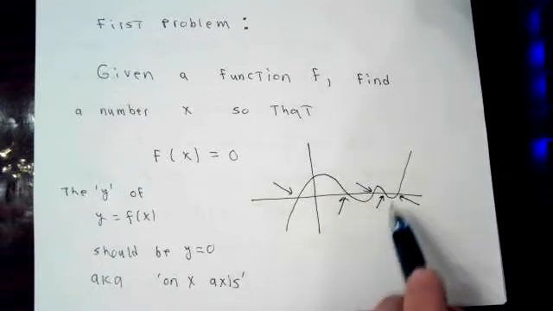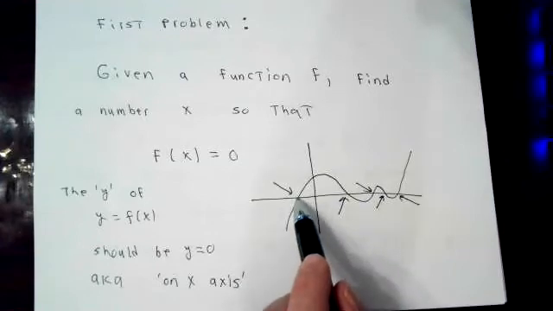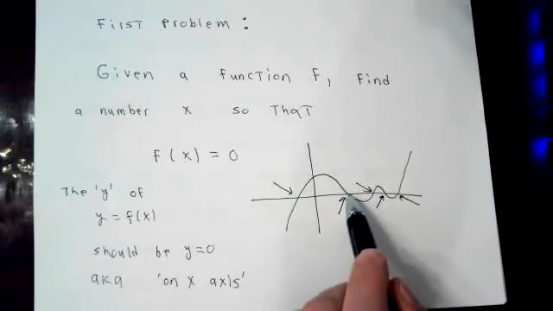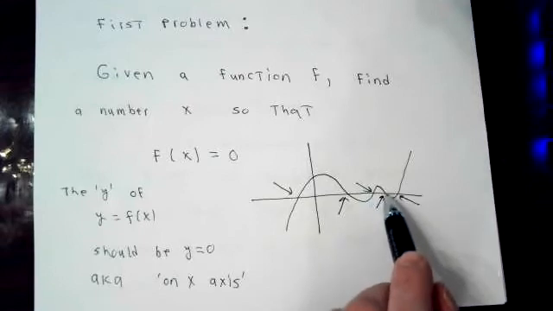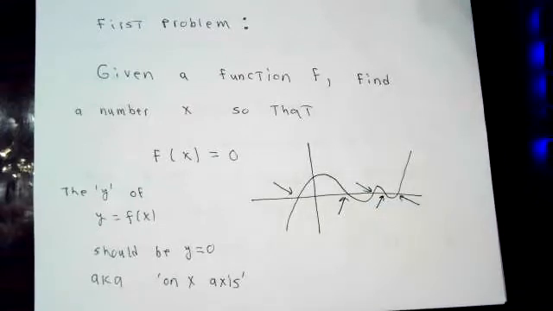So if this is the graph of y equal f of x, we're looking for places like that, or that, or that, or that, or that. Places where the function value is equal to 0 correspond to x-intercepts on the graph.